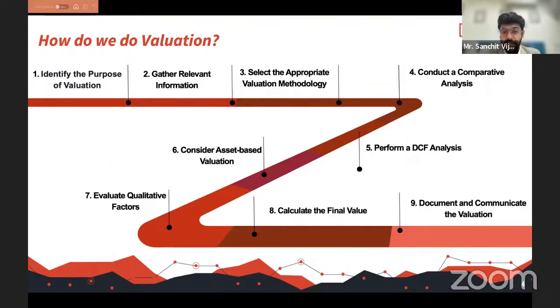Ninth is the documentation, that is a signed valuation report, and the communication of the value, by preparing a comprehensive report documenting the assumptions, the findings, and the process, clearly communicating the value and the results and underlying analysis, and any limitations or uncertainties associated with that.